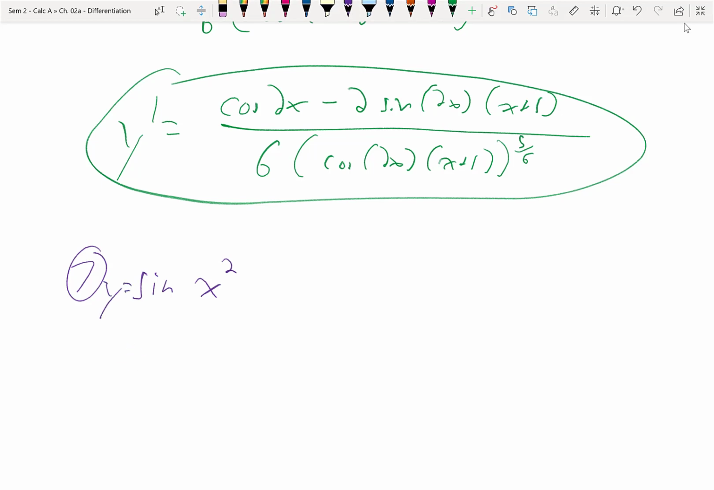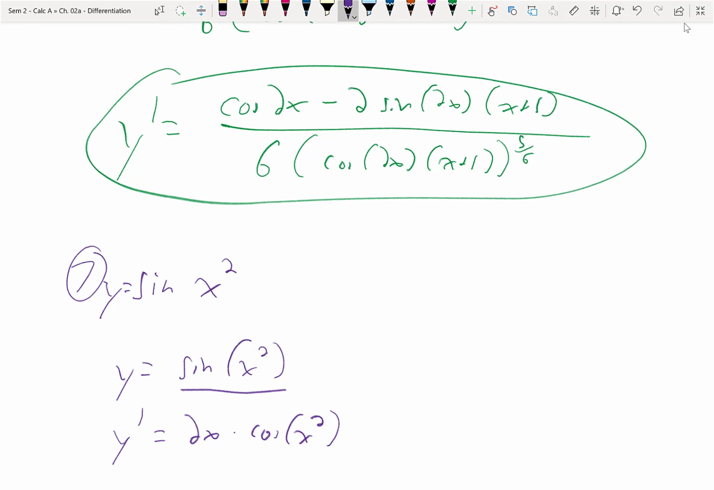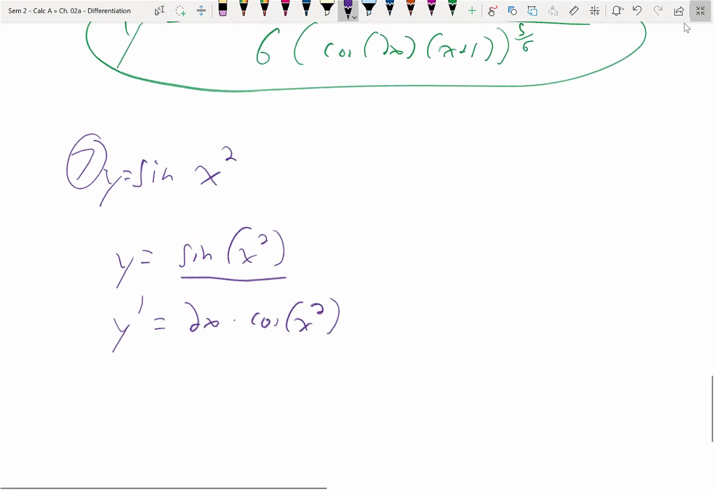Well, first let's rewrite y equals. I'm going to go y is equal to the sine of x squared, and then I want to do the derivative of x squared, which is 2x, times the derivative of sine, which is the cosine of that same thing. So you get 2x times cosine of x squared. And we're done.